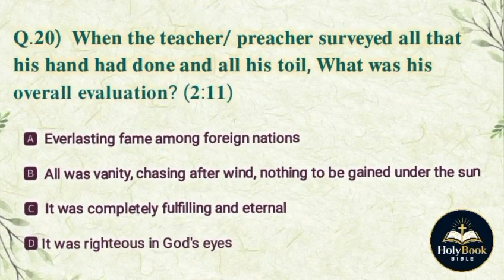Question: When the teacher surveyed all that his hand had done and all his toil, what was his overall evaluation? Options: A. Everlasting fame among foreign nations. B. All was vanity, chasing after wind, nothing to be gained under the sun. C. It was completely fulfilling and eternal. D. It was righteous in God's eyes.